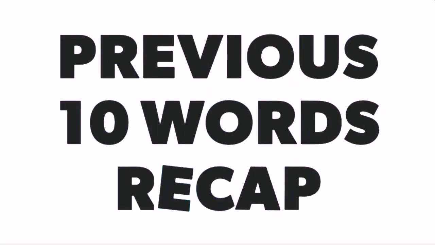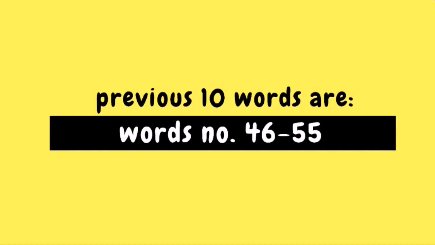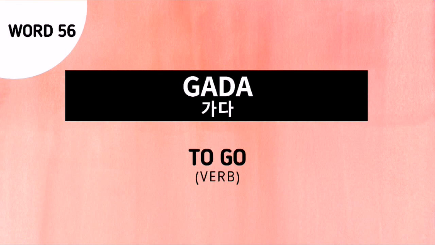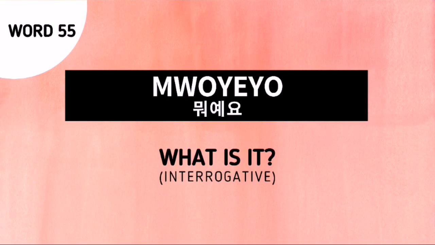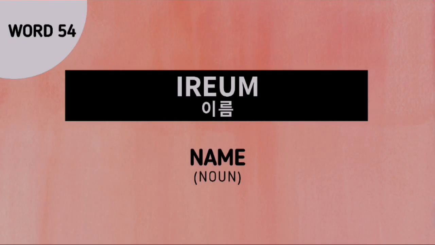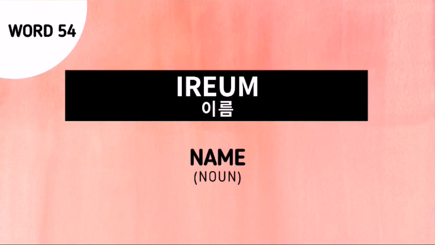Now let's proceed to the previous 10 words recap. As of now, the previous 10 words are words number 46 to 55. But don't forget, our word for today is gada. This is a verb which means to go. Word number 55 is 뭐예요, which means what is it? Word number 54 is 이름. This is the Korean noun for name.